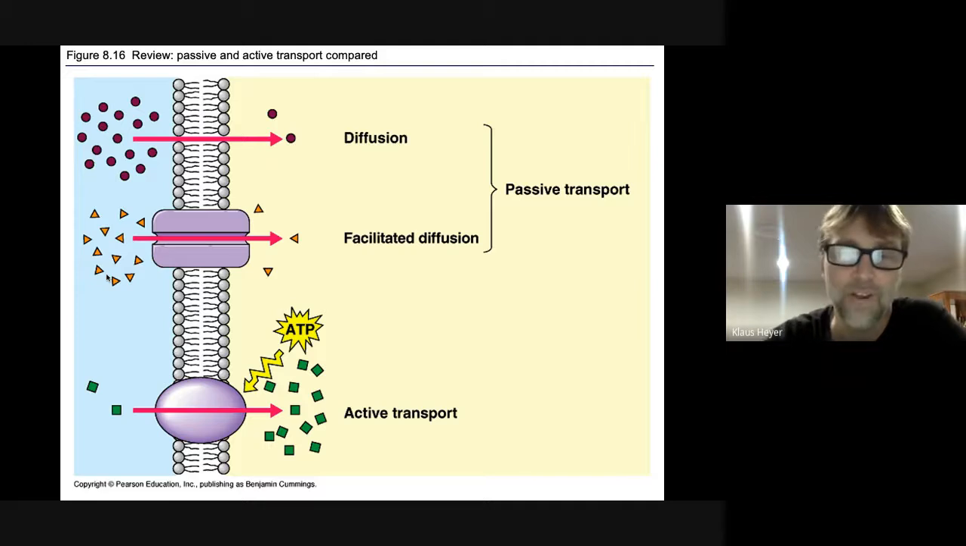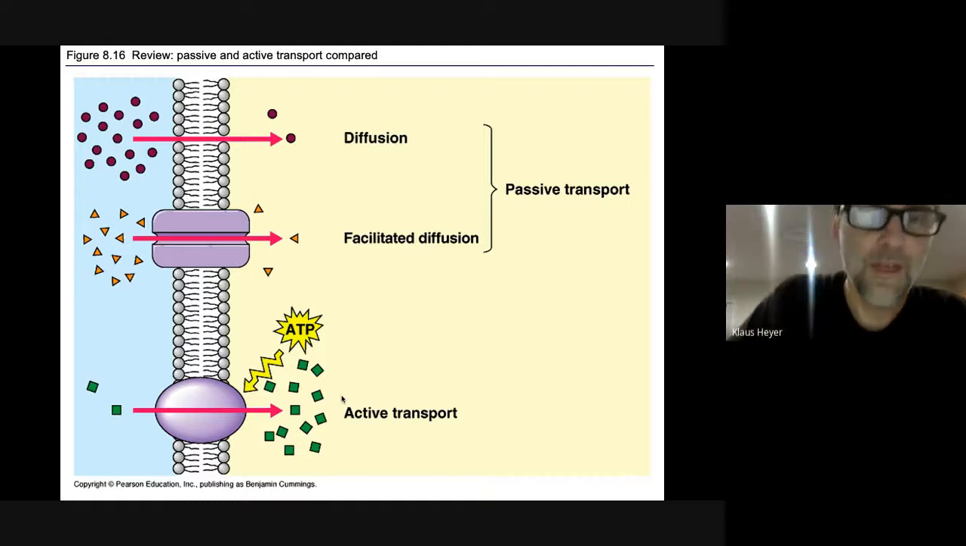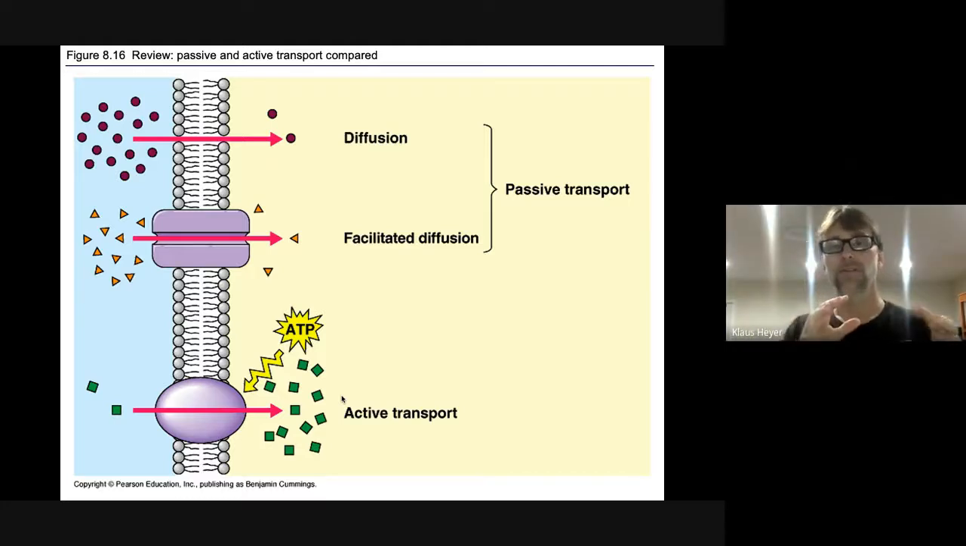But here's active transport. So this is doing the opposite. This is going against diffusion. In fact, we call this the concentration gradient. It's kind of a good term to know. When I go from higher to lower, that's called moving along the concentration gradient.